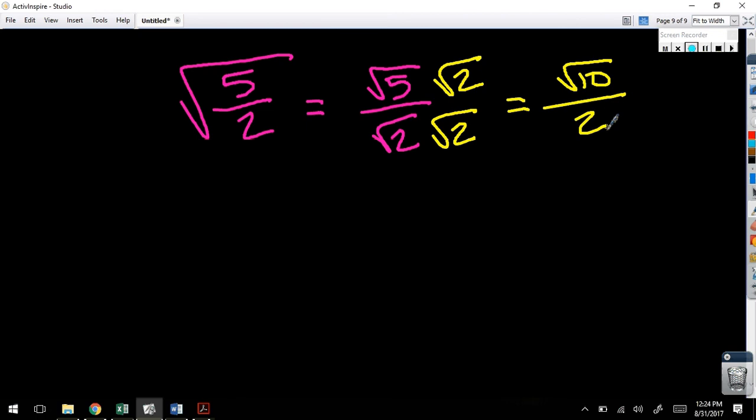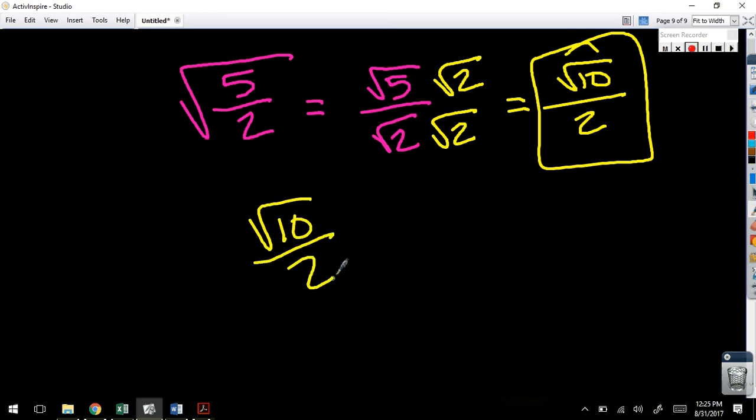Can I reduce that to square root of 5 over 2? No, because the 2 is not under a radical. So you leave it. What everybody always wants to do is say, oh, look, I can divide both of those by 2 and get the square root of 5 over 1. But you can't do that because the 2 is not under a radical also.